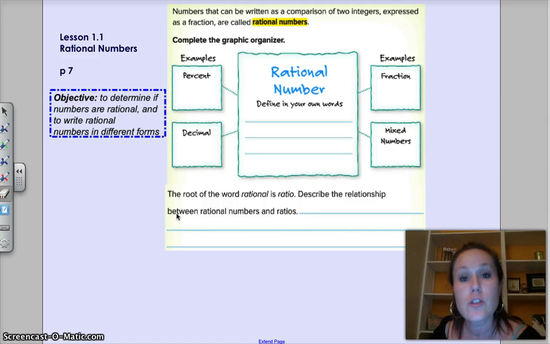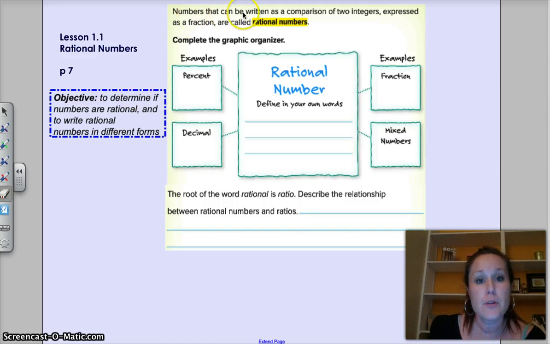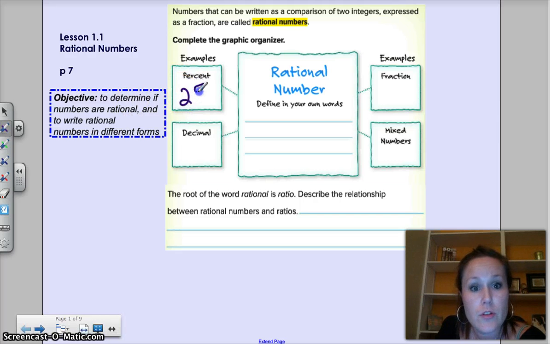All right, so rational numbers are numbers that can be written as a comparison of two integers expressed as a fraction. That's what a rational number is called. And they come in different forms. So rational numbers can be a percent. So we might have, for example, 25%. That's a nice one that we all know.